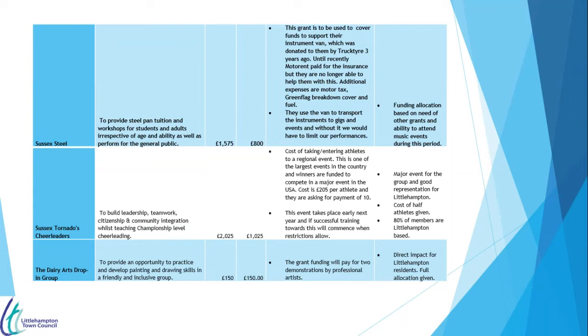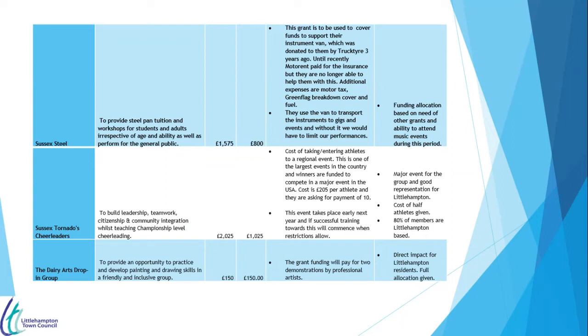Additional spends are motor tax, Green Flag breakdown and fuel. They have used the van to transport instruments to gigs and events, and without it would have to limit their performances. Funding allocation based on need of other grants and ability to attend music events during this period.